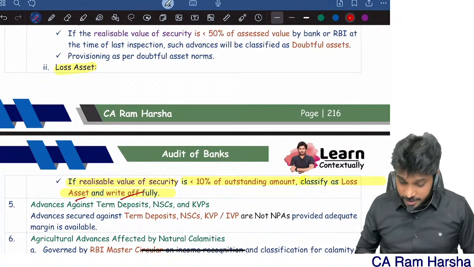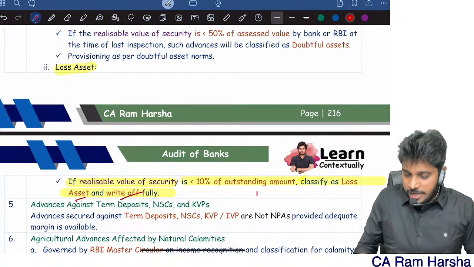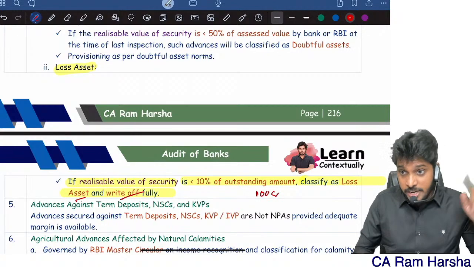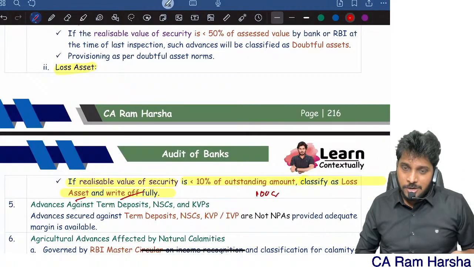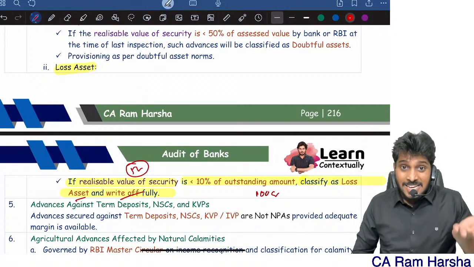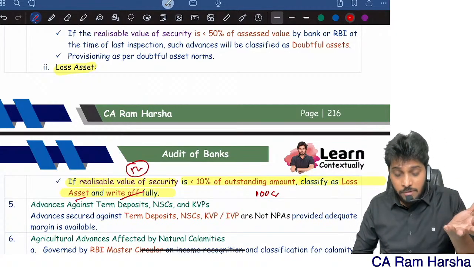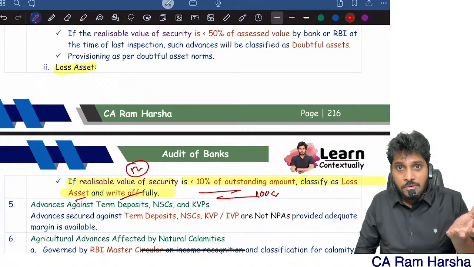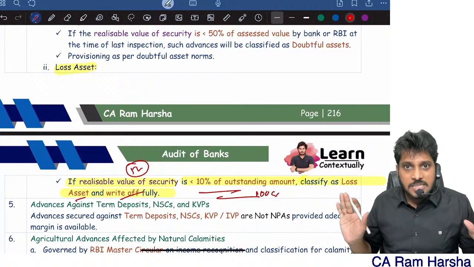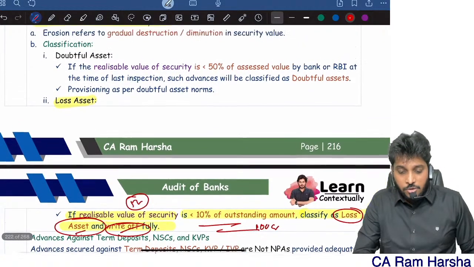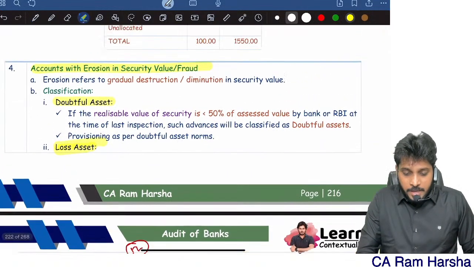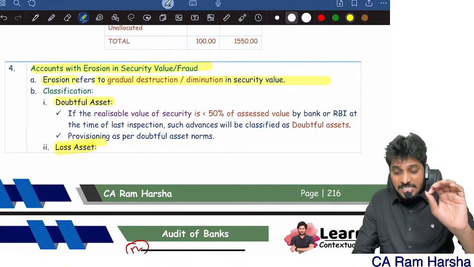When? Very simple. Say the outstanding amount is 100 crore. The customer gave a security long back, and the value was 200 crore earlier. But right now the security value is 5 crore. The realizable value of the security is 5 crore, which is less than 10% of the outstanding loan. Whether the customer is repaying on time doesn't matter. Straight away classify that as a loss asset and write off fully.